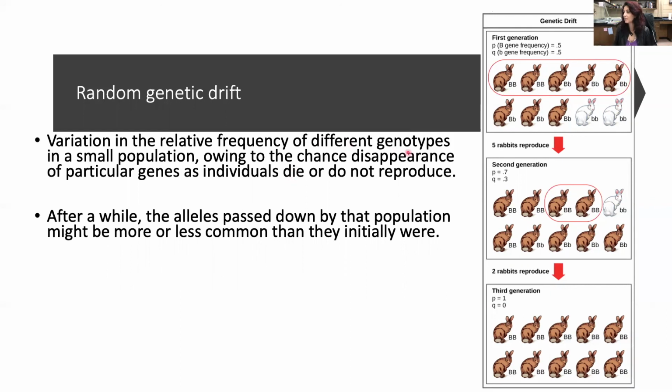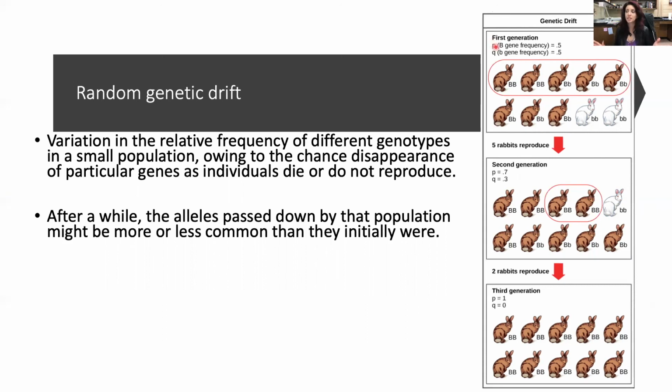And here we have an example from your textbook that illustrates with bunny rabbits the idea of random genetic drift. So in our first population, you'll see that we have the dominant B allele just as frequent as the recessive lowercase b allele.